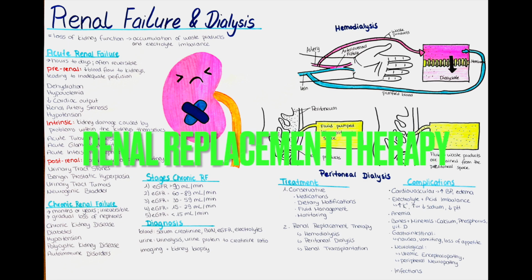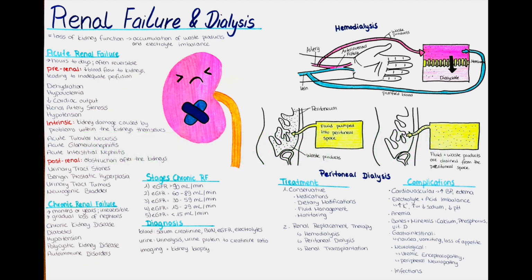Another treatment option is renal replacement therapy. This refers to the medical interventions used to replace the essential functions of the kidneys when they are no longer able to perform adequately. Renal replacement therapy is necessary for individuals with end-stage renal disease or severe kidney failure to sustain life and manage the complications associated with kidney dysfunction.